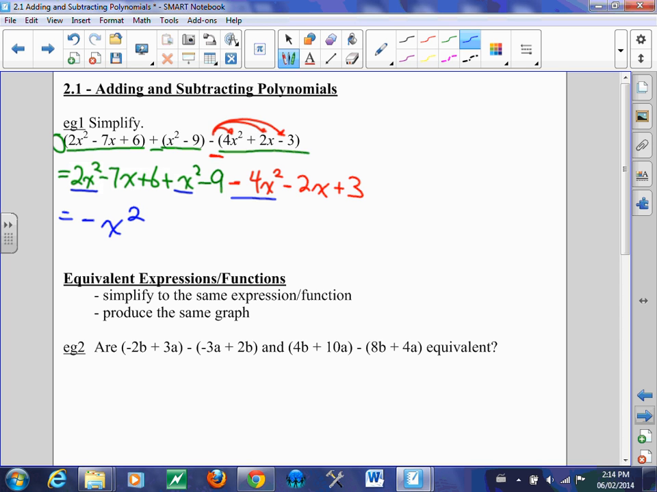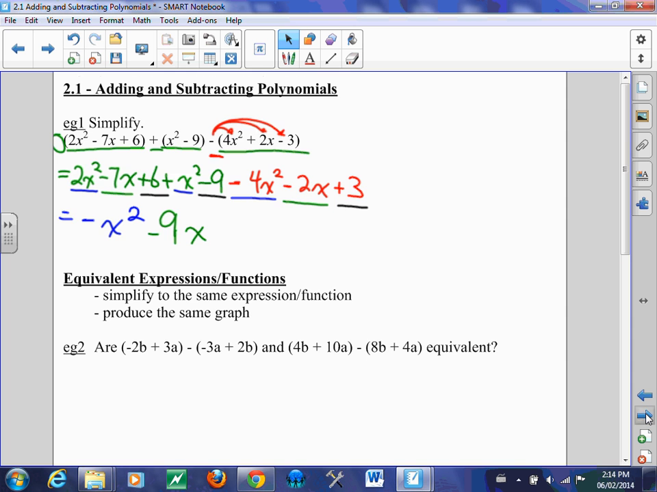x squared. Okay. Taking a look at our x terms, we've got negative 7x and minus 2 more x's, ladies and gentlemen. That's going to give us negative 9x. Okay, and taking a look at our constants, ladies and gentlemen, when we have plus 6 minus 9, that's minus 3, add 3, they actually cancel each other out, so we don't have that as a final term.